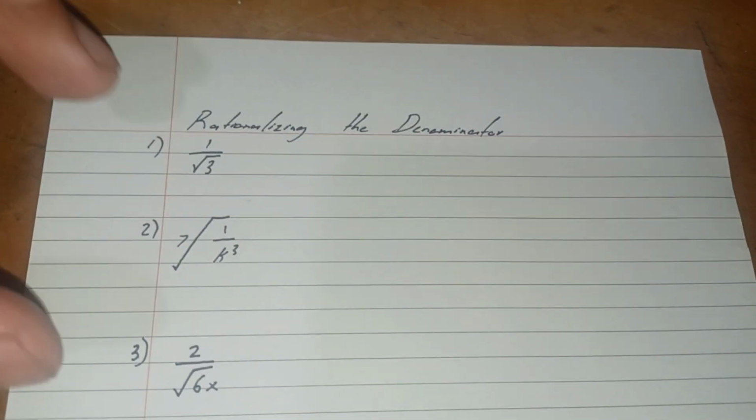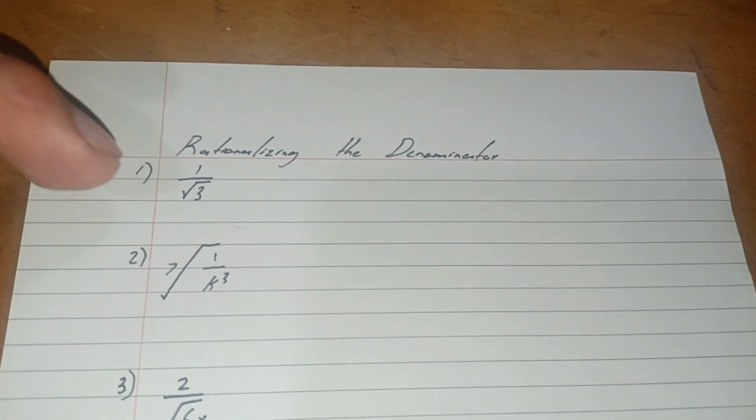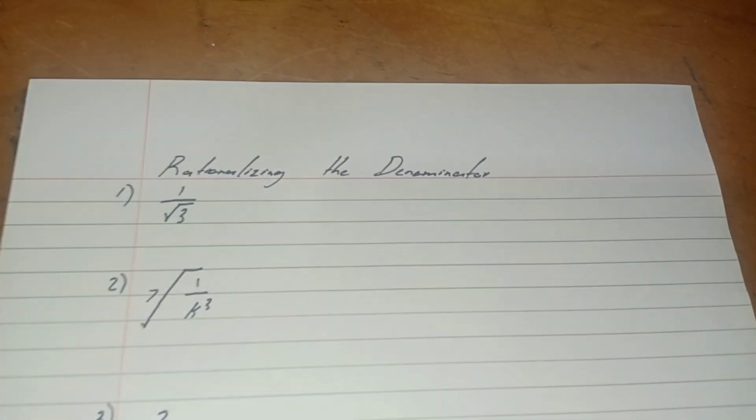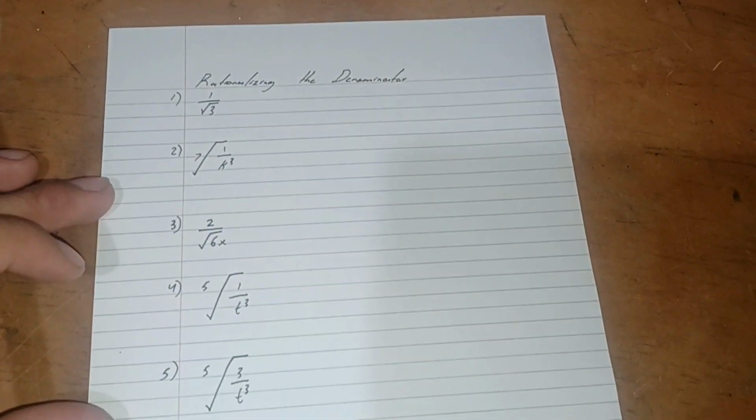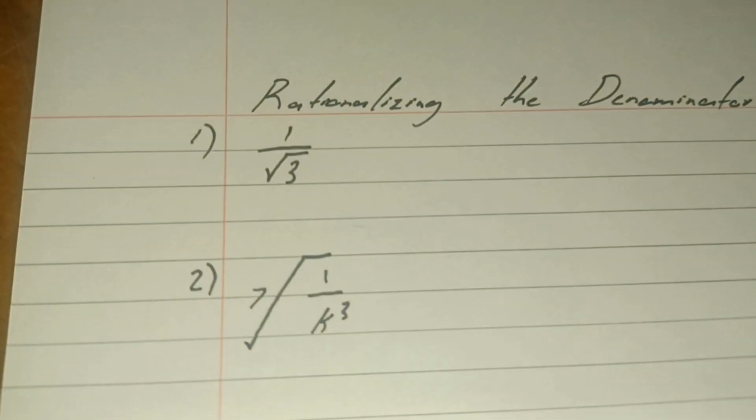All right, so today we are going to go over rationalizing the denominator. Basically, taking the root out of the denominator. We are going to do that today. So I have 5 examples. Let's go ahead with the first one.